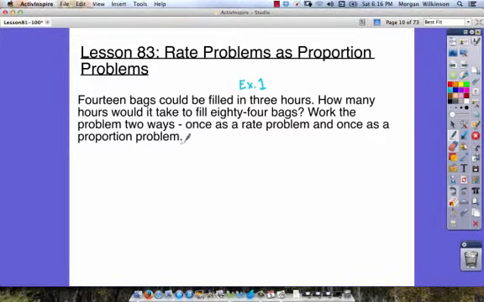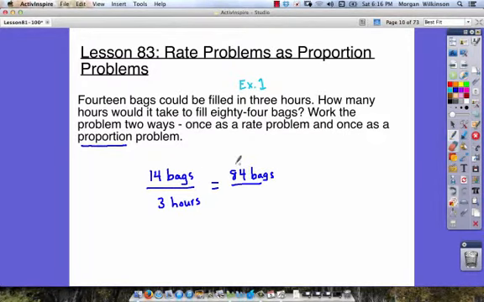Okay. The second way we're asked to do this problem is as a proportion. So if we want to do this as a proportion, we can say 14 bags can be filled in 3 hours. And a proportion is just two rates or ratios that are equal to each other. So this rate needs to be equal to another rate. It says, how many hours would it take to fill 84 bags? Well, if we have 84 bags, that needs to be in the numerator because we've got to have bags on the same side when they're equal to each other. Then we're going to have hours in the denominator, and that's what we need to figure out. How many hours would it take?